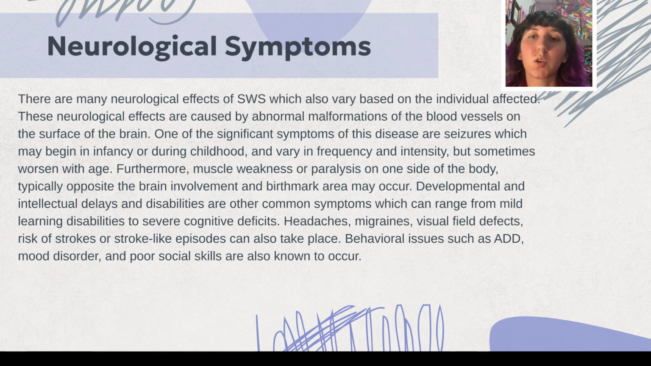Developmental and intellectual delays and disabilities are other common symptoms, which can range from mild learning disabilities to severe cognitive deficits. Headaches, migraines, visual field effects, risk of strokes or stroke-like episodes can also take place. Behavioral issues such as attention deficit disorder, ADD, and mood disorder and poor social skills are also known to occur in those with Sturge-Weber syndrome.